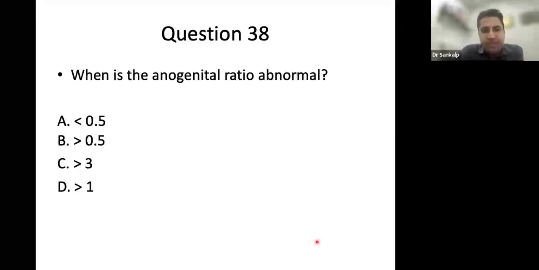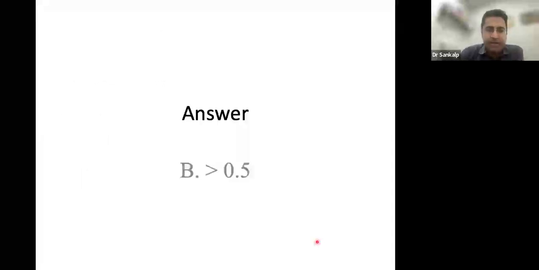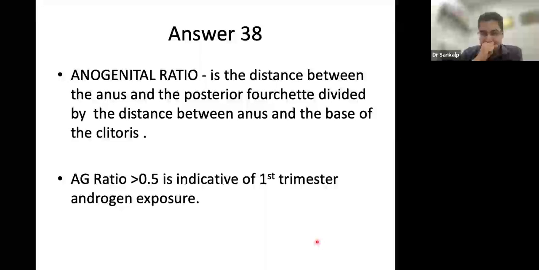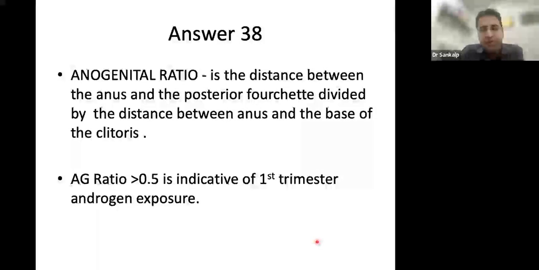So the next question is, when is the anogenital ratio abnormal? Anogenital ratio is something that we do for all the babies wherever you suspect disorders of sexual development, right? It is the distance between anus and posterior fourchette divided by the distance of anus from the base of clitoris, right? Anything more than 0.5 is an indicator for first trimester androgen exposure, right?